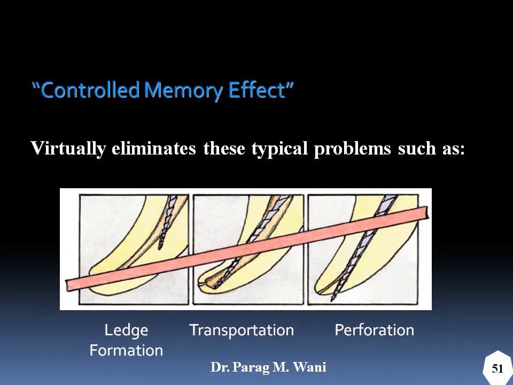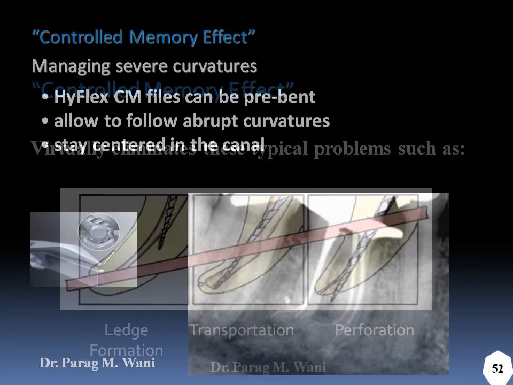We can best negotiate ledges because we can pre-curve the file, as before, rotary files were not able to be pre-curved. So any ledges to be negotiated were done only by 2% files. Now we can pre-curve it, put it inside the canal, attach it to the endomotor and just smoothen out the ledge.